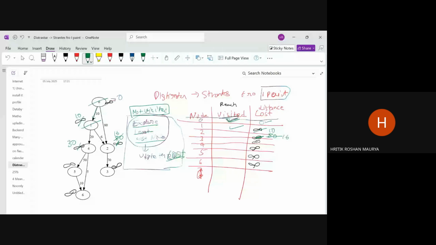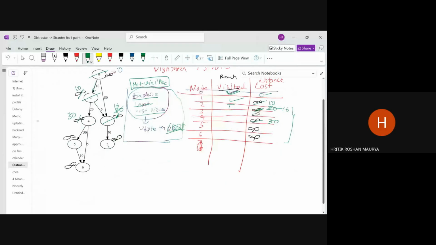And the forecast has been updated. Okay. Now I will again explore the non-visited nodes and pick the least path traveled node. I will pick the second node, mark it true, and then I will explore it. The 2 has been explored, and this cost has been updated to 16 plus 70, which is 86.